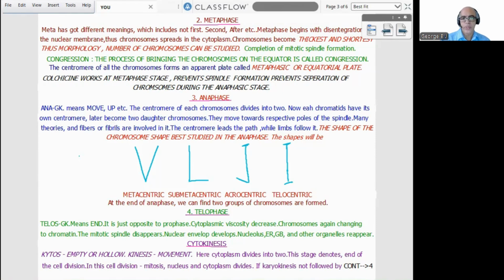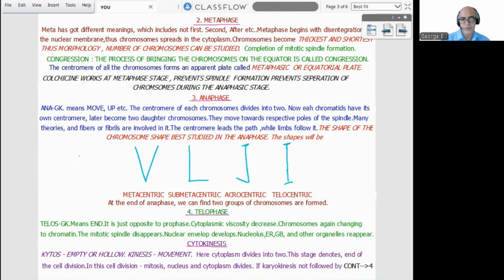Now comes the fourth one, telophase. Telos, Greek again, means end. In telophase, what we find is just the opposite of the events seen in prophase, because that is the starting stage and this is the ending stage. Cytoplasmic viscosity decreases. Chromosomes again change into chromatin. The mitotic spindle disappears because its function is over. The nuclear envelope develops, which had disappeared at the end of prophase. Nucleolus, endoplasmic reticulum, Golgi body and all other organelles reappear.